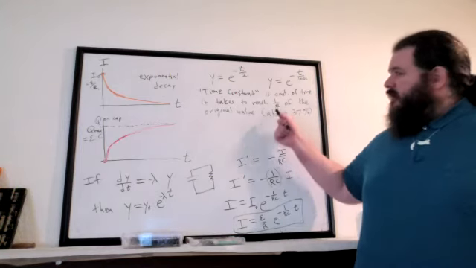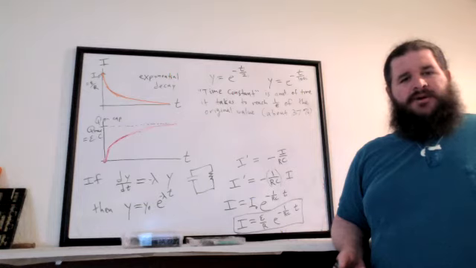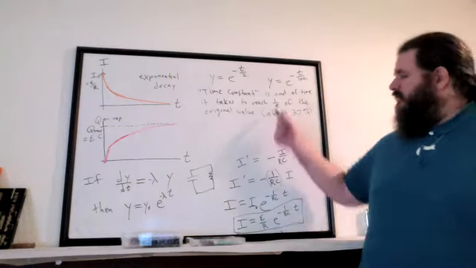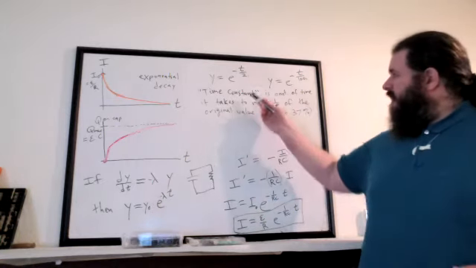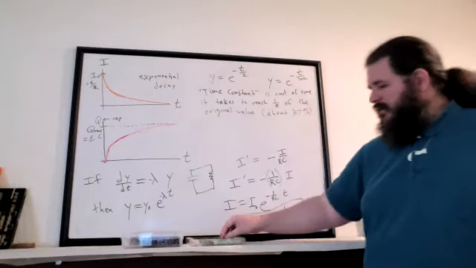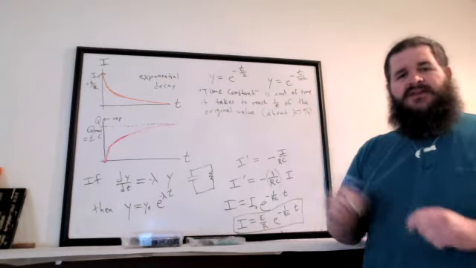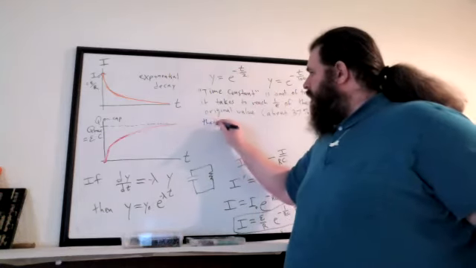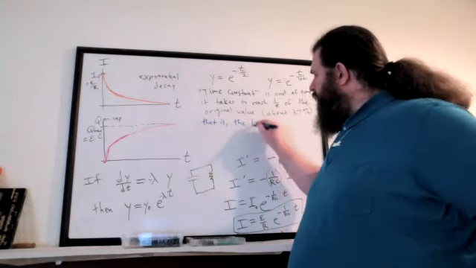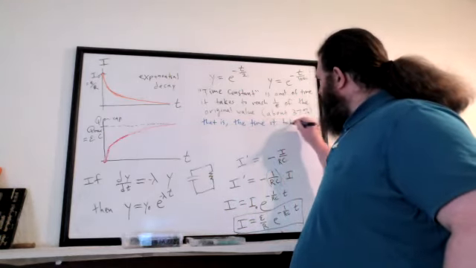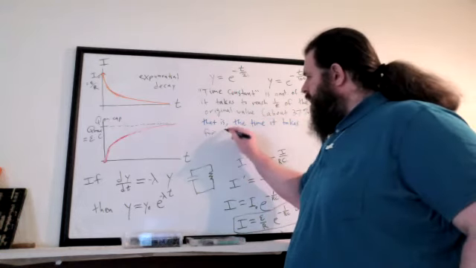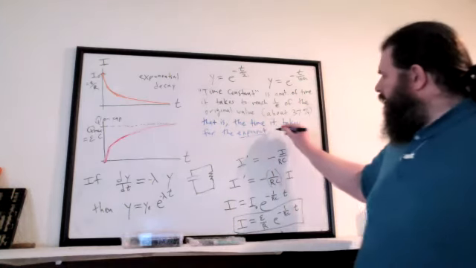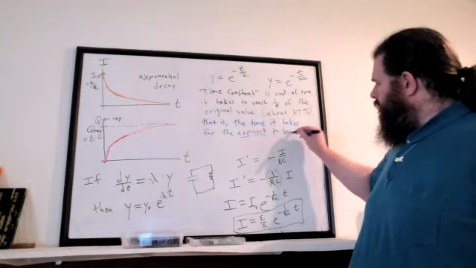And to get to 1 over e is equivalent to e to what exponent? The negative 1. Yeah, this is equivalent to e to the negative 1. So we define time constant as the amount of time it takes to reach 1 over e of the original value. But you can also think of it as the amount of time it takes for the exponent, specifically the exponent on e, to become exactly negative 1.